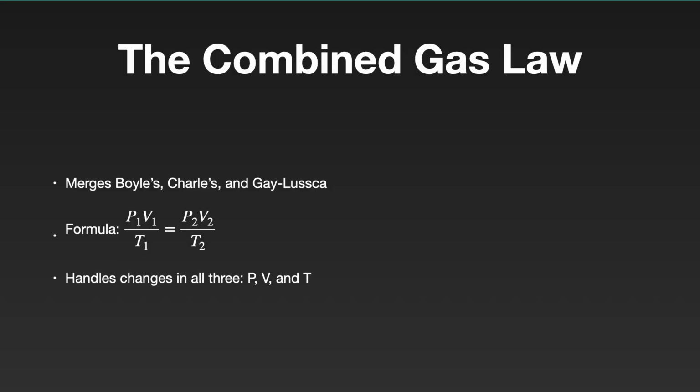Sometimes we change multiple things at once. The combined gas law merges the previous laws into a single equation. P1 V1 over T1 equals P2 V2 over T2. This allows us to solve for a resulting volume or pressure, even when the temperature is also shifting, giving us a complete picture of the gas's behavior.